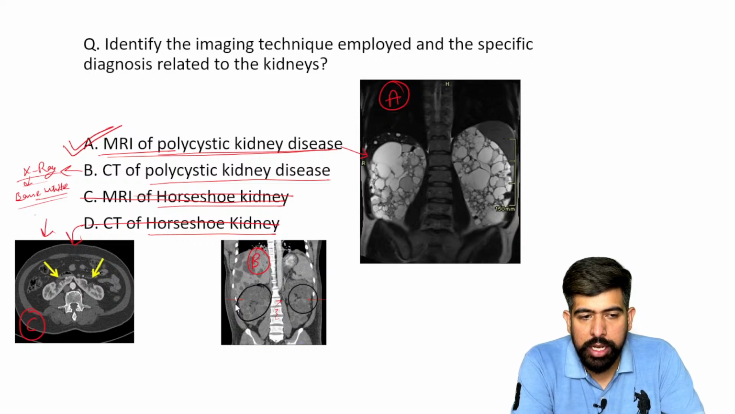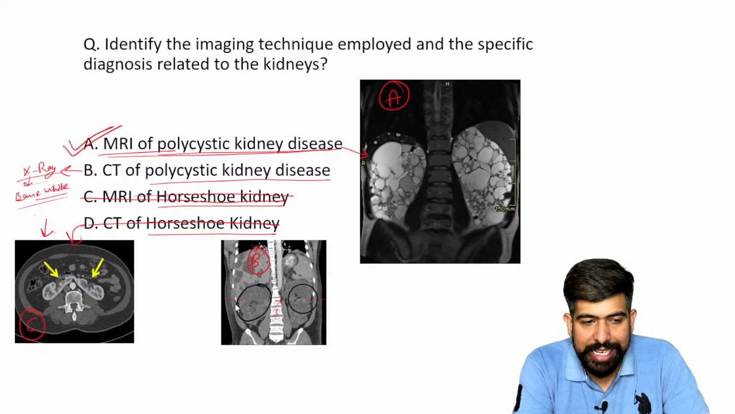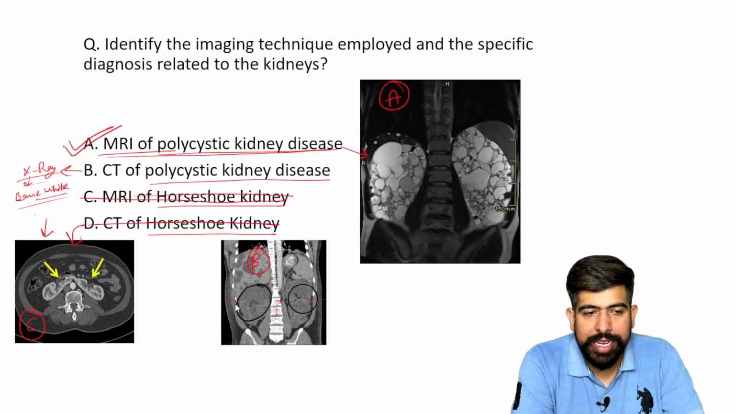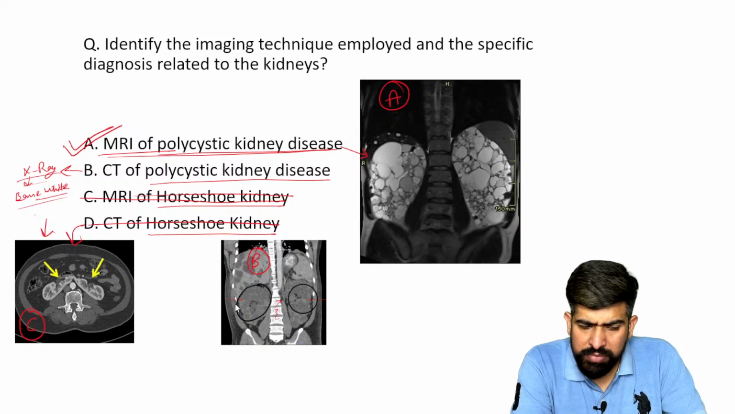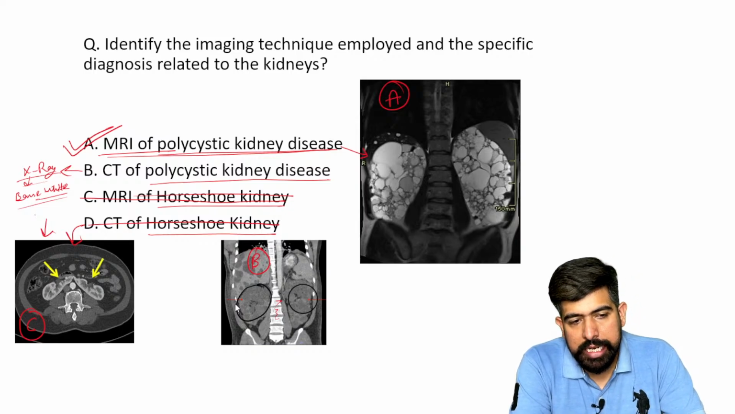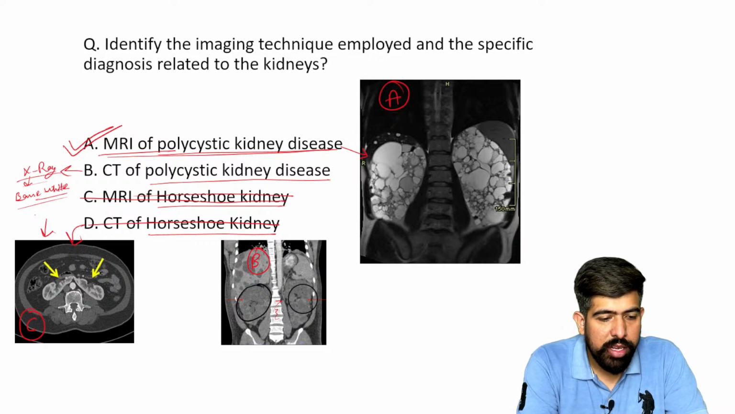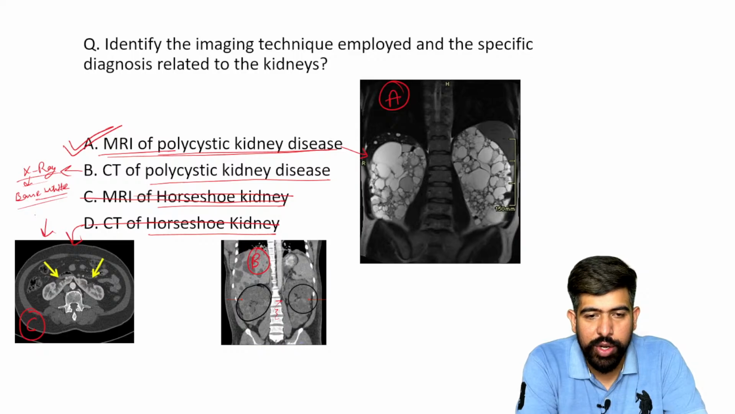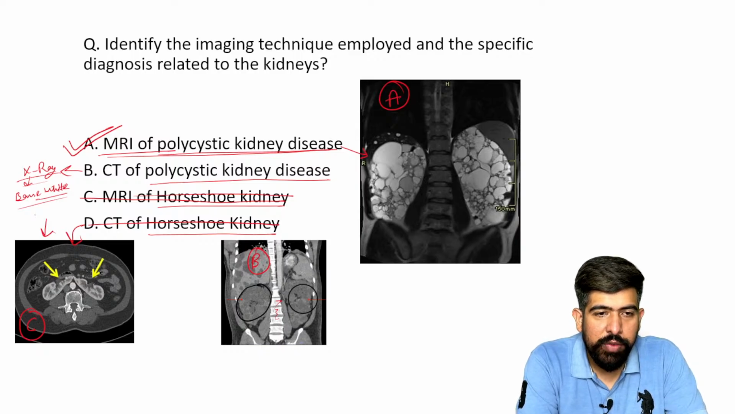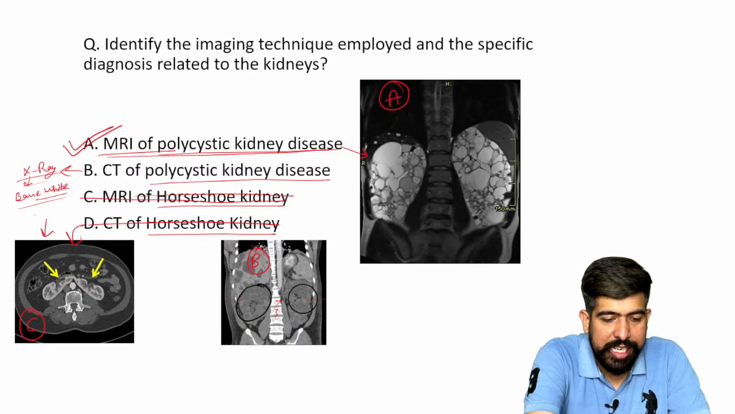If I'm talking about C, how can you identify it? Just by seeing this image again, you can identify that this is your MRI of the horseshoe kidney. This kidney is attached over here. Clear? Or do you want to see image D also? Okay, if you're asking, we'll go through the CT of horseshoe kidney also.